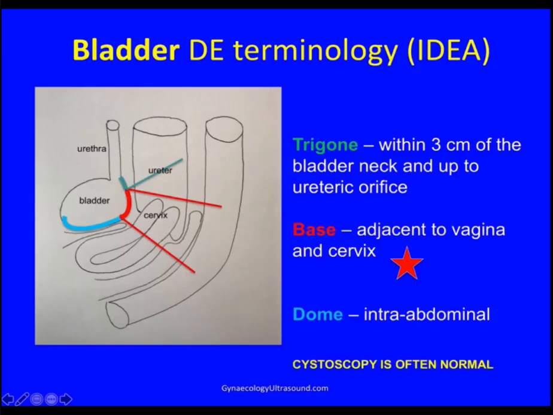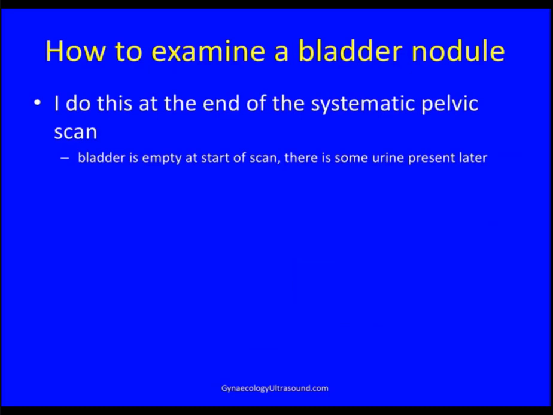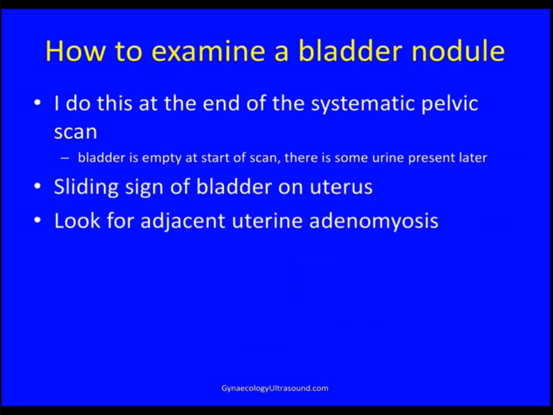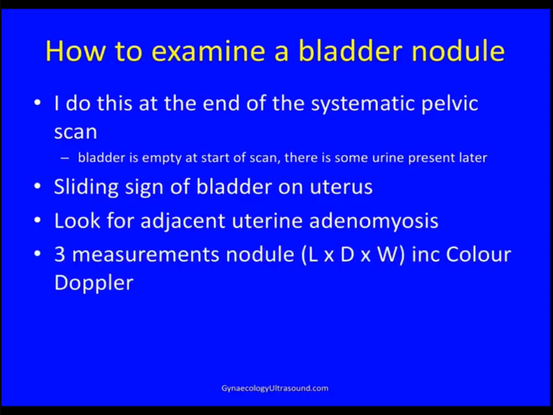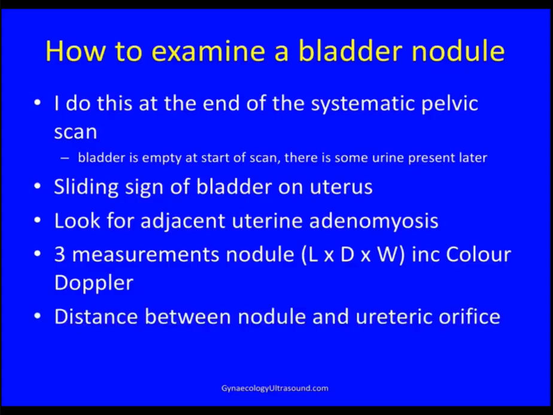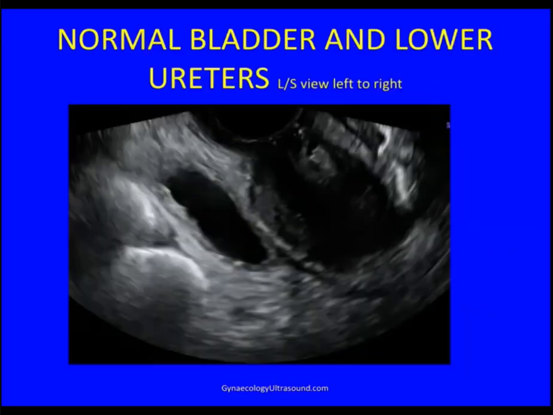Again, cystoscopy is often normal. So as I say, I do it at the end. I do a sliding sign, looking gently whether the bladder moves nicely on the uterus. I look for uterine adenomyosis and then measure the nodule in 3 dimensions as ever with colour, and measure the distance between the nodule and the ureter. That's important. And then say, where is it? Trigone, base or dome?